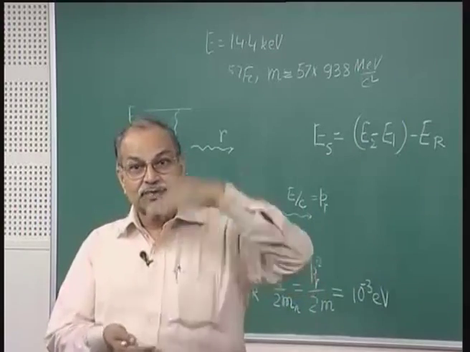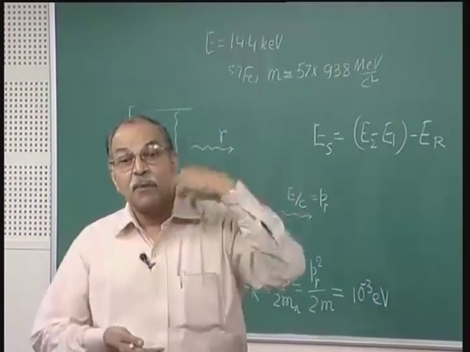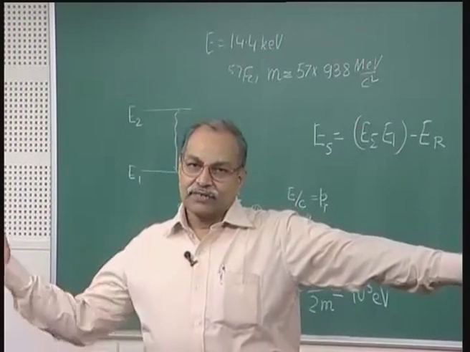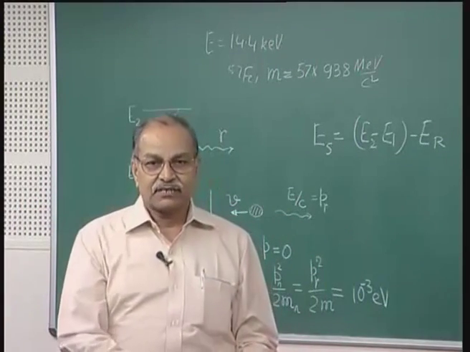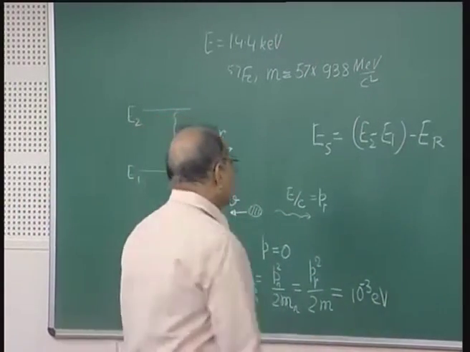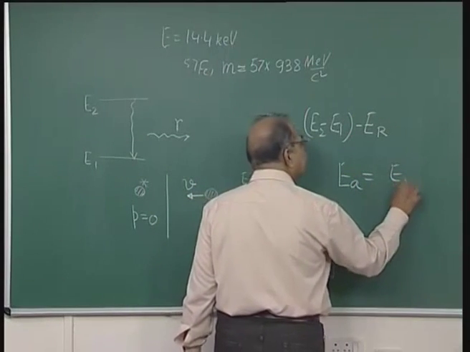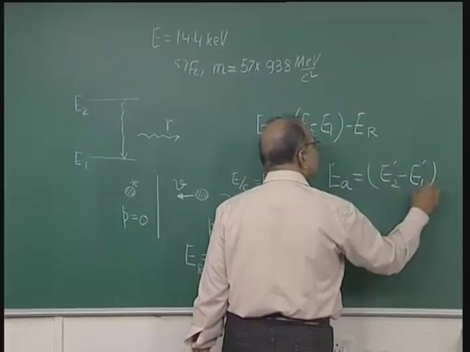So, and it has to go to the excited state. That difference it has to cover, and on top of it, it needs kinetic energy to go in the forward direction. So, the energy of the gamma ray which is needed to do all this at resonance, E absorption, should be E2 minus E1. Of course, there is a slight difference here, you can write E2 minus E1 plus ER.